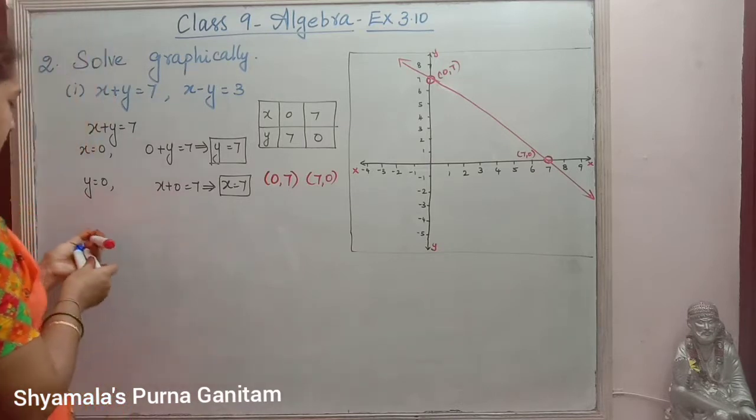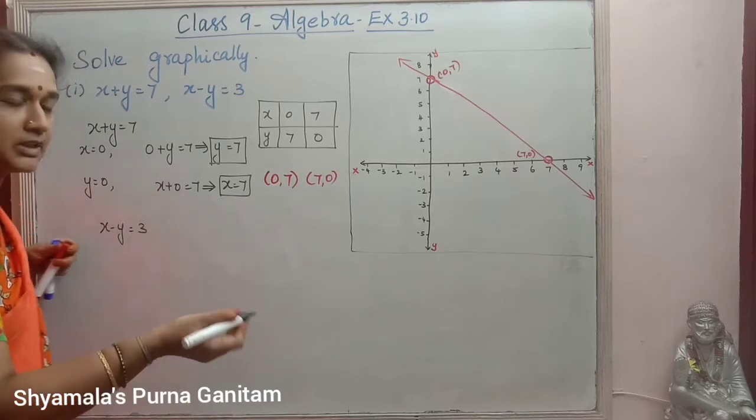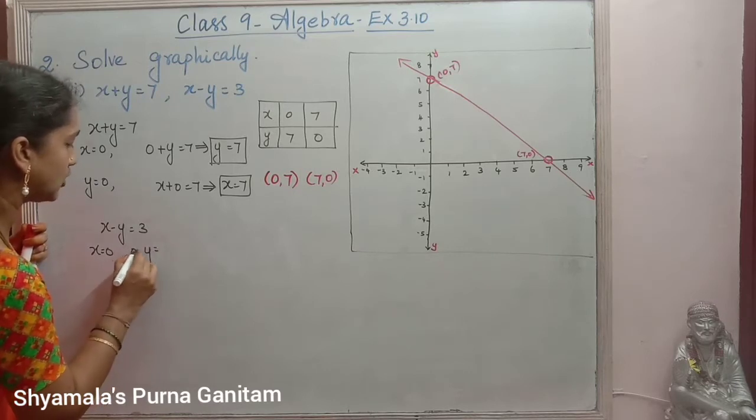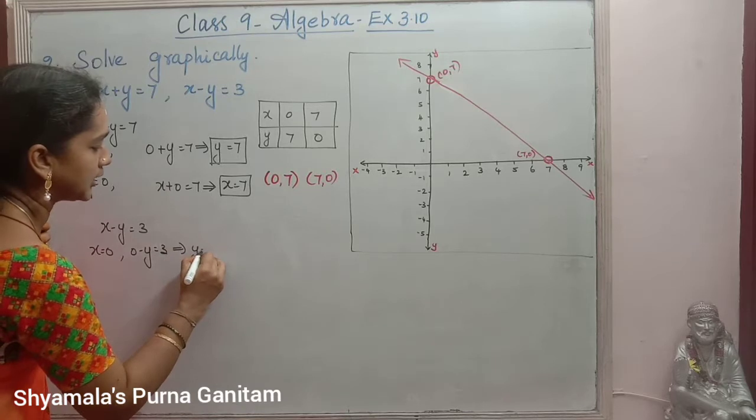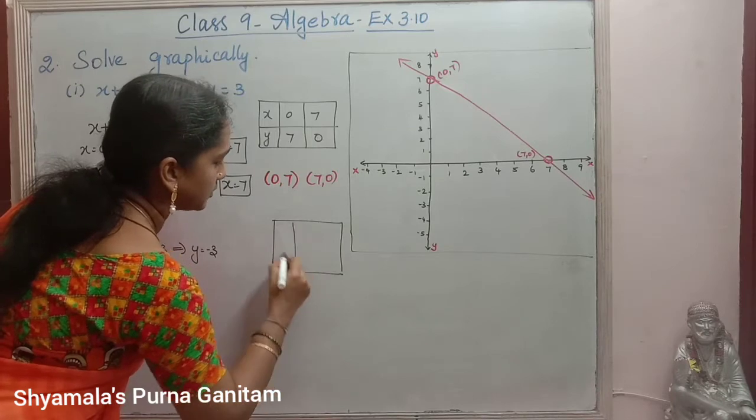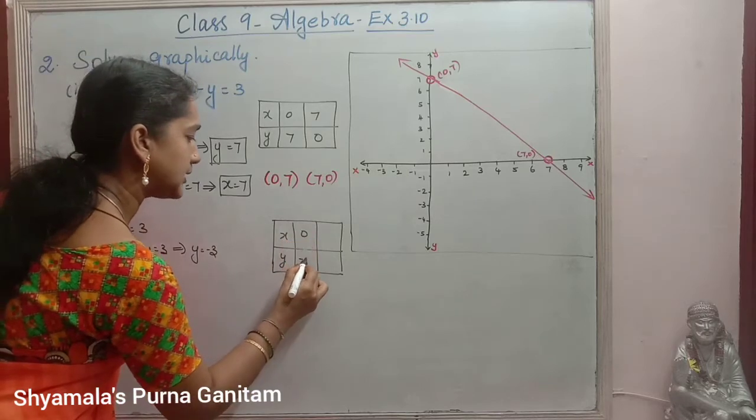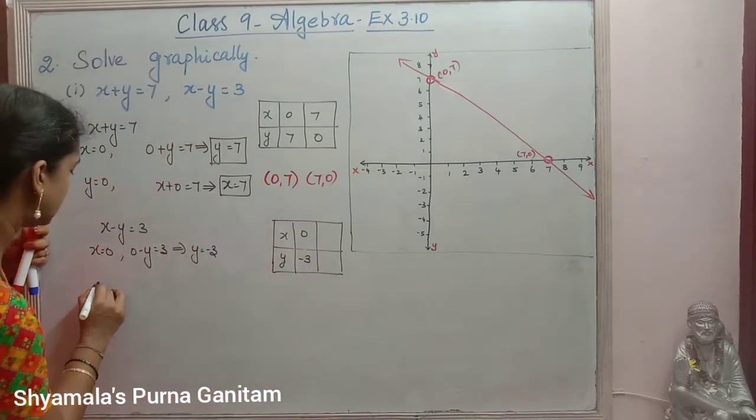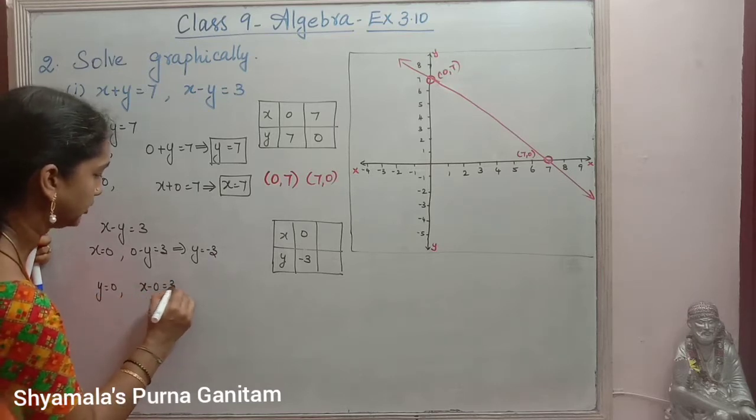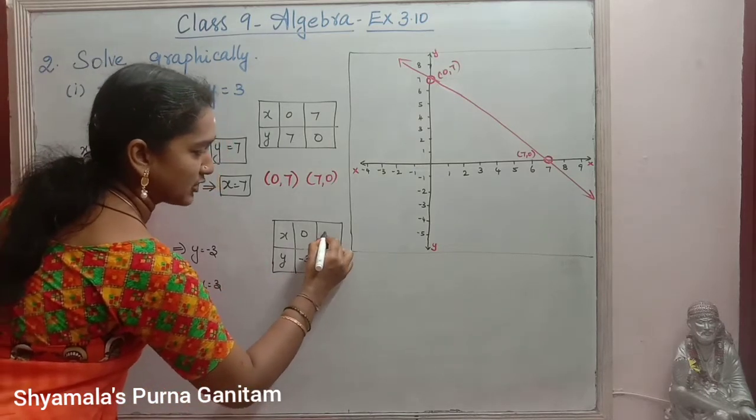Now we will do the second one, x minus y is equal to 3. The same thing we will do. We will take x is equal to 0. So 0 minus y is equal to 3, so y is equal to minus 3. We will put it in a tabular column with x and y values. So if x is 0, y is minus 3. Then if y is 0, x minus 0 is equal to 3, so we will get x is equal to 3. So if y is 0, the x value is 3.